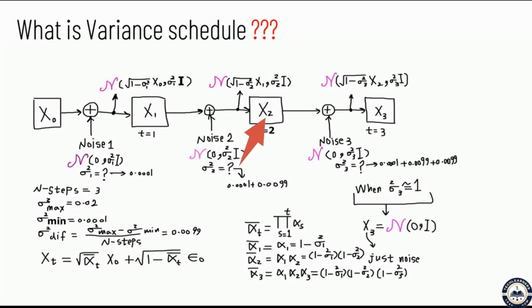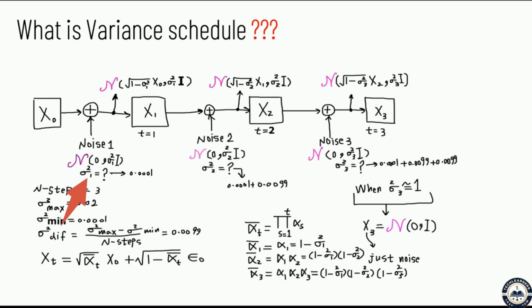We will get x2 at time step 2, and we will add noise 3 to this image. And here we will again increase the variance of this noise, or we will increase the level of the noise that we will add to x2. Now the variance of noise 3 is equal to the variance of noise 2 plus the variance difference. So here the variance of noise 3 is greater than noise 2, and the variance of noise 2 is greater than noise 1.